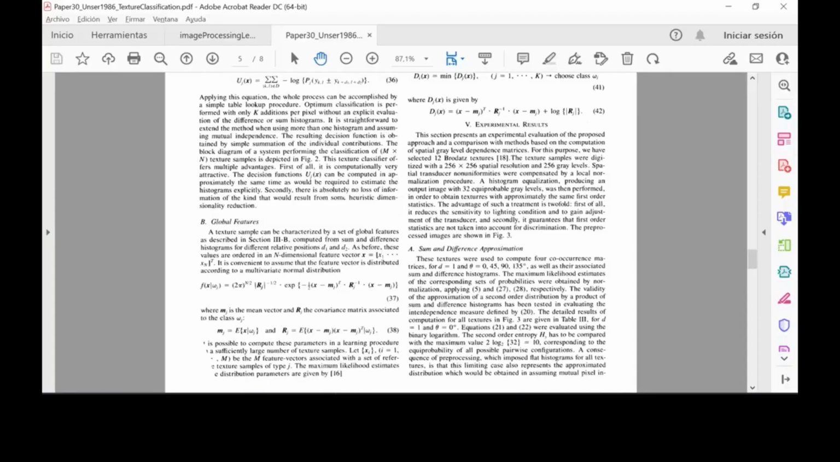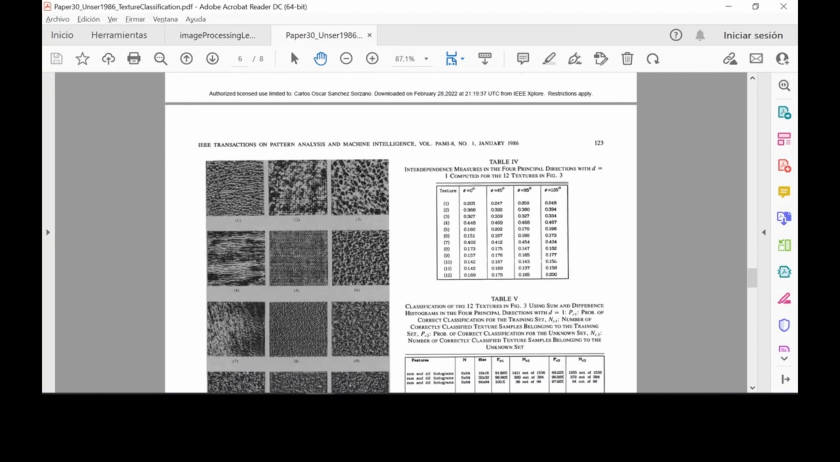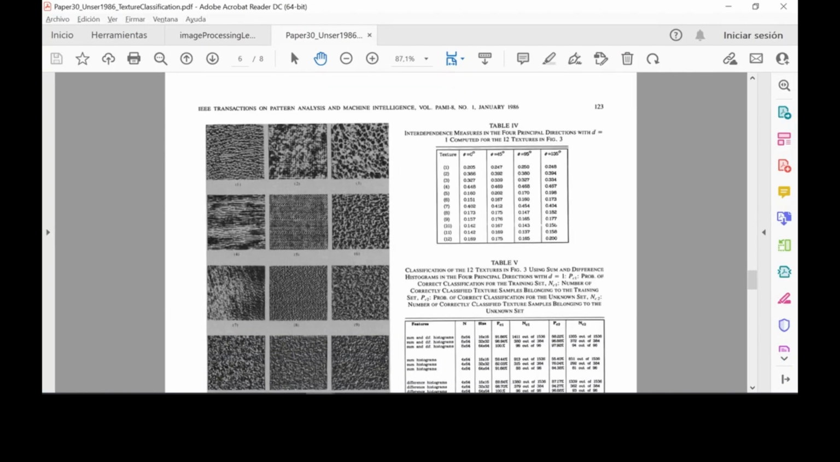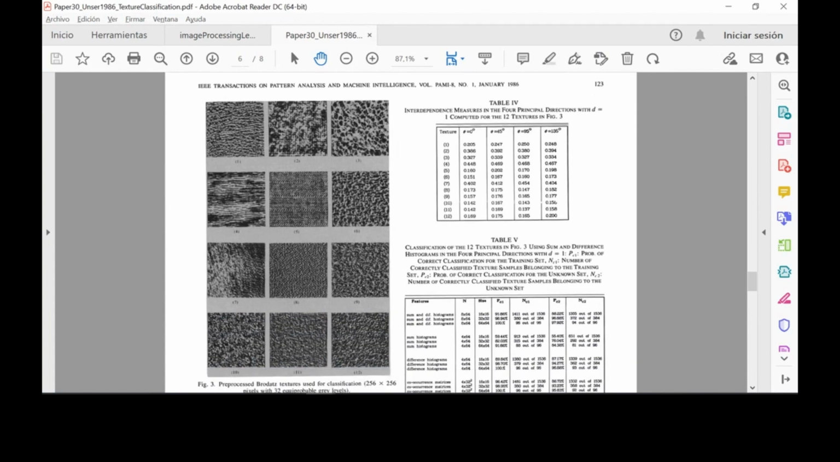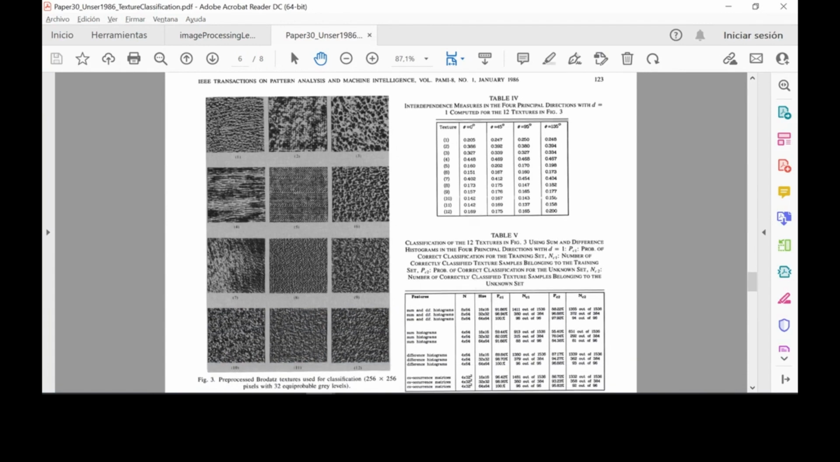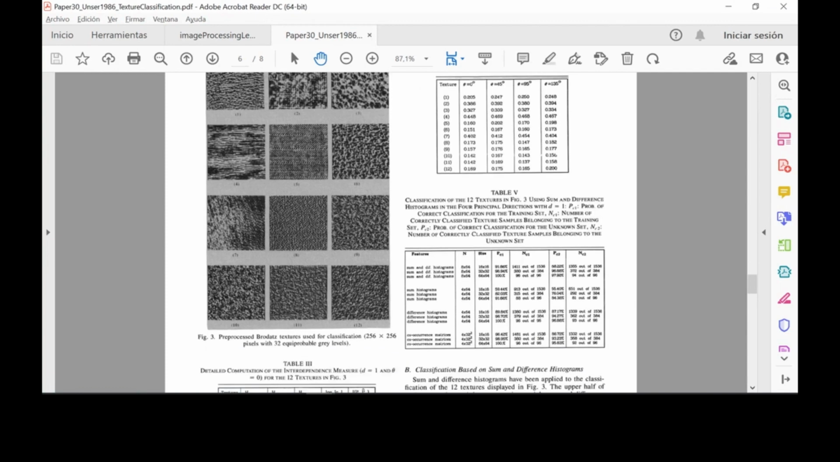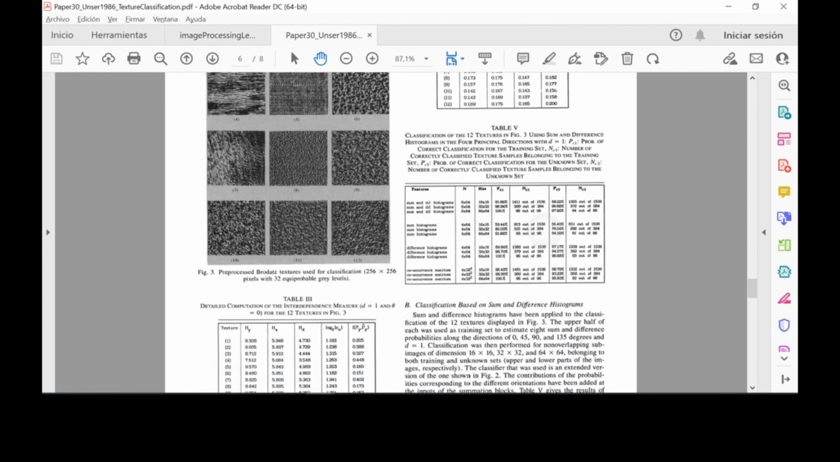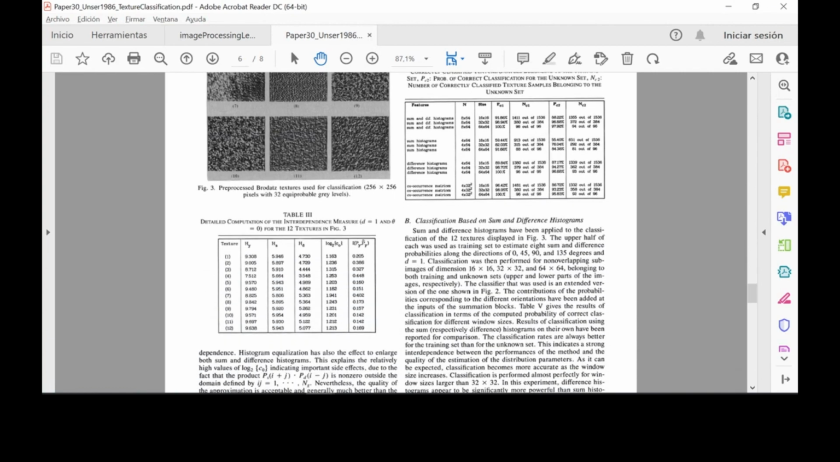So that is the method. Let's see if the method works. Okay, so we have a number of textures, and he's considering a few lags. So the lags: you take a distance, and then that distance at 0 degrees, at 45, 90, and whatever. Okay, then we have here whether there are good approximations or not.